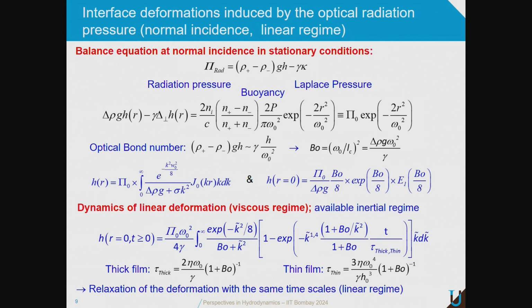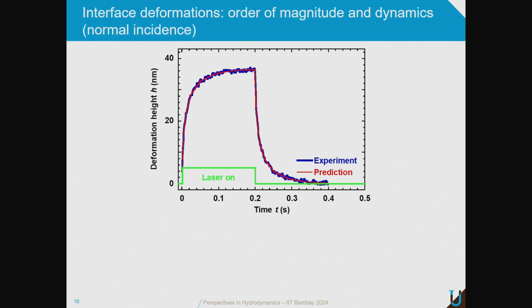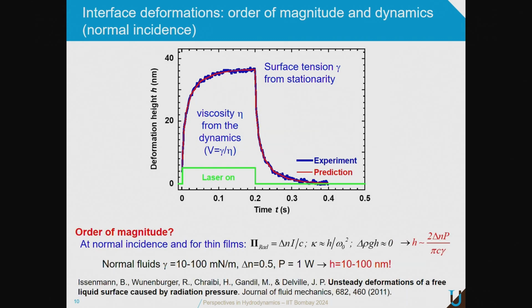And so, if you look also at the relaxation, you will have the same time scale. So this is typically the type of signal we will get. This is from glycerol. You shine your laser, you have your deformation increasing like that, and when you turn off the laser, you have this relaxation. What is interesting is that this value here in stationary condition will give you in some way the surface tension. And of course the dynamic, if you have the surface tension, you will get the viscosity.